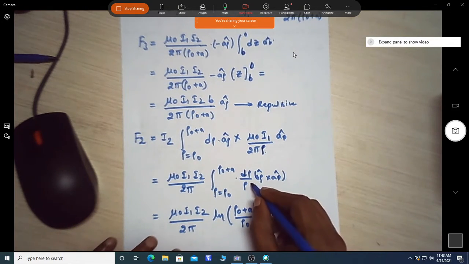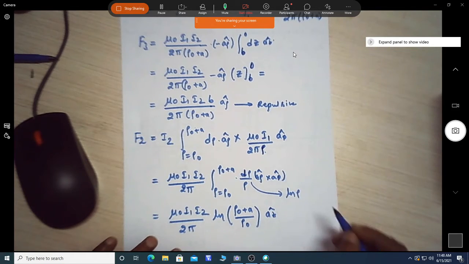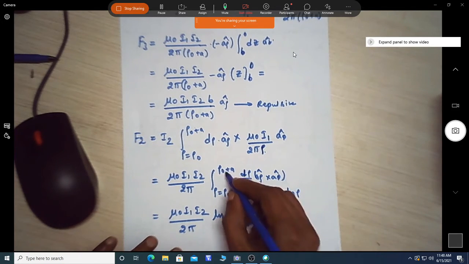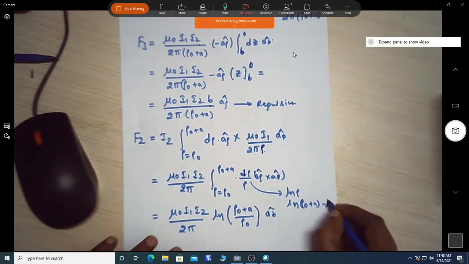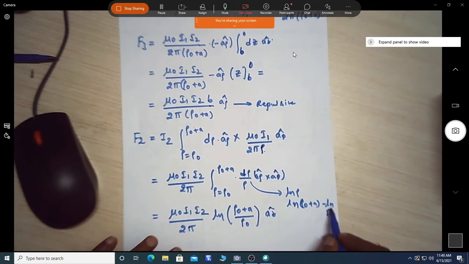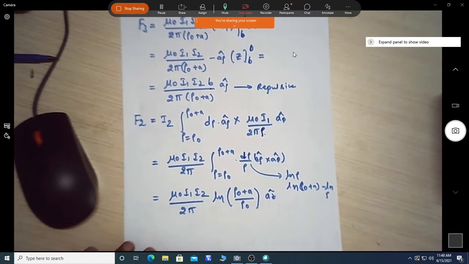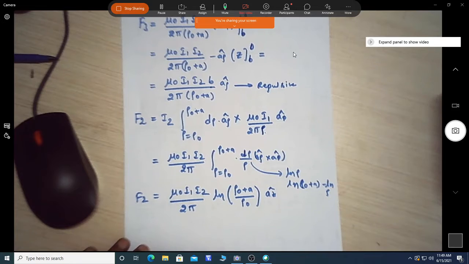So the integration is nothing but ln rho. If I substitute the upper and lower limit, you will get ln of (rho naught plus A) minus ln rho naught. So ln A minus ln B, we can write as ln of A by B. So that is what we have written here. This is the force F2.